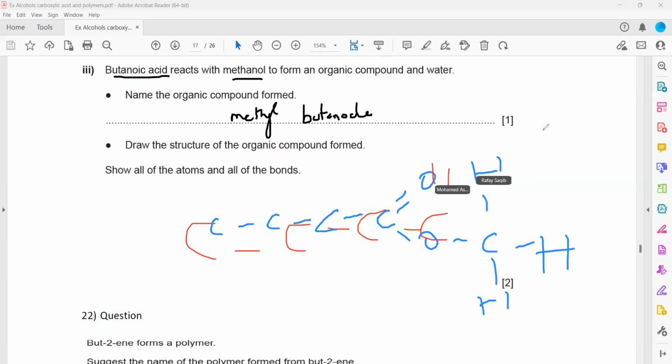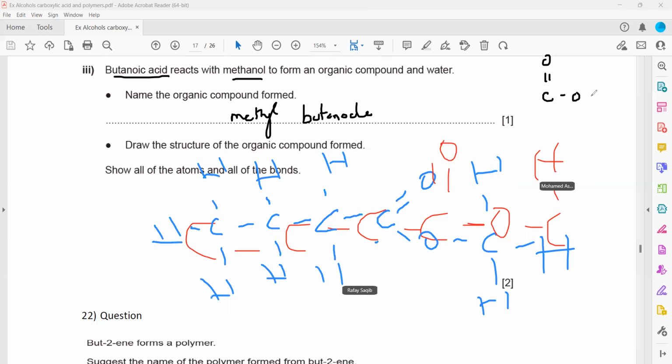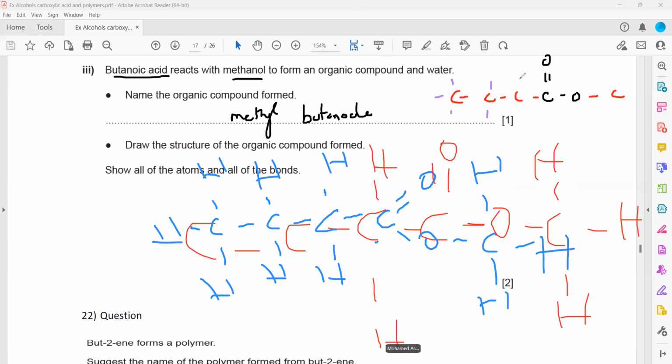And how do we draw the structure of an ester? First, you draw C double bonded with O, and O. That is the way. Meth means one carbon, so one carbon is attached with oxygen, and but means 4. Including this, there will be 4: 1, 2, 3, and 4. This will have 3 hydrogens, this will have 2 hydrogens, 2 hydrogens, and 3 hydrogens. So, methyl butanoate.